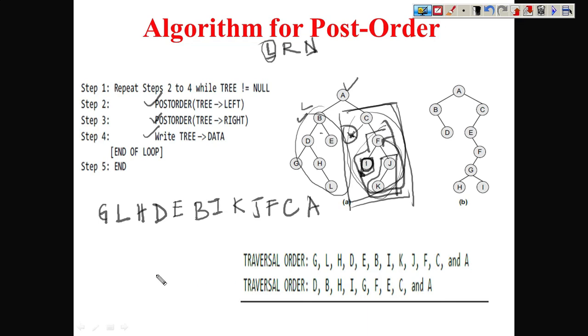So here you can see our answer is G L H D E B I K J F C A. This is how we can do the post order traversal of the given tree. Let us take one more example.